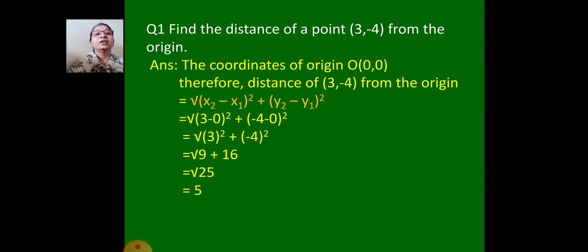Right? Yes. Why? Actually square root of 25 is plus minus 5. But because we are finding the distance and distance is never negative, you take only the positive value, that is equal to 5 units. Let us move to the next question.